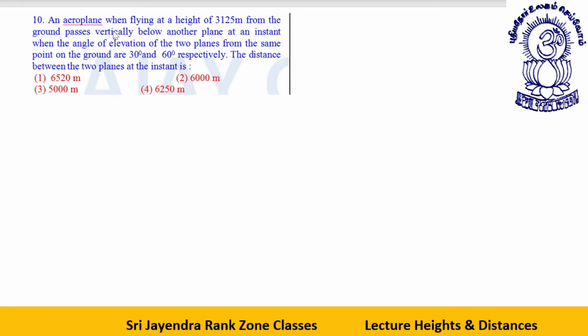So let's see. An aeroplane flying at a height of 3125 meter from the ground passes vertically below another plane. This is an aeroplane, okay. This is flying at a height of 3125 meter. Let's say this is the another plane. This is plane 1. This is plane 2.